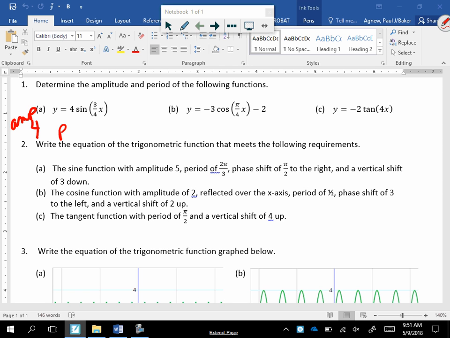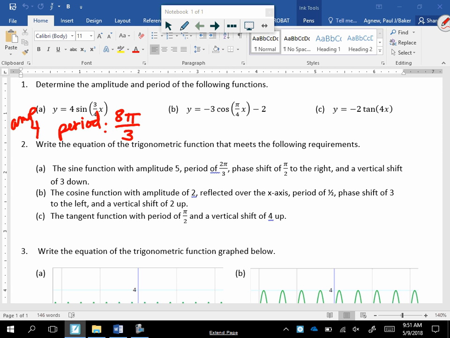Then for the period, how do you determine the period of a sine or cosine function? 2 pi over b. So you're going to do 2 pi over 3/4, and then simplify that, and you get 8 pi over 3. Good. Because when you do 2 pi over 3/4, instead of dividing by 3/4, we're going to multiply by 4/3, and that would give us 8 pi over 3.